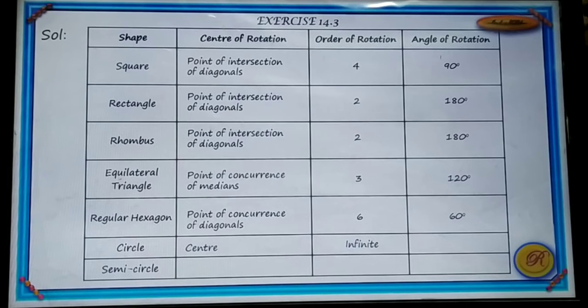Angle of rotation: any angle. For a semicircle, the center of rotation is the center. Order of rotation is 1. Angle of rotation is 360 degrees.